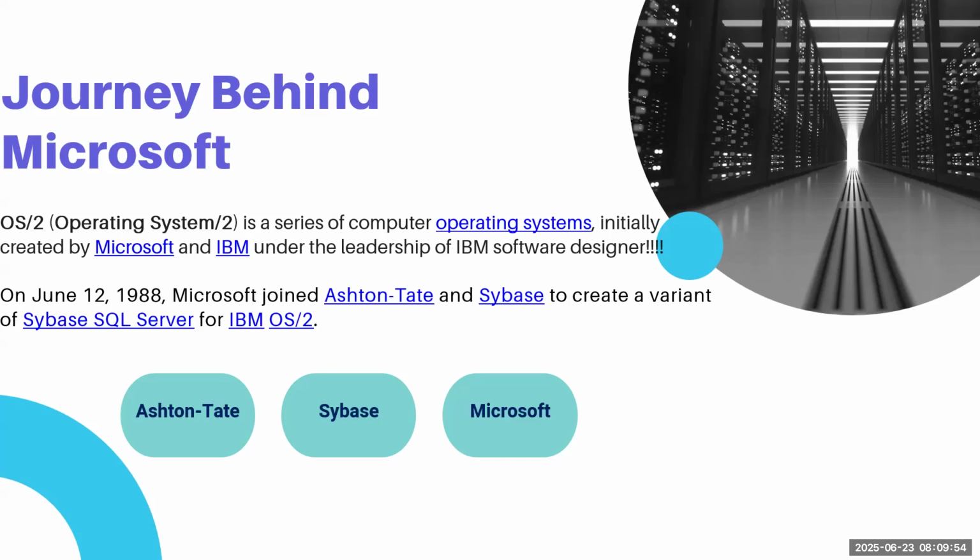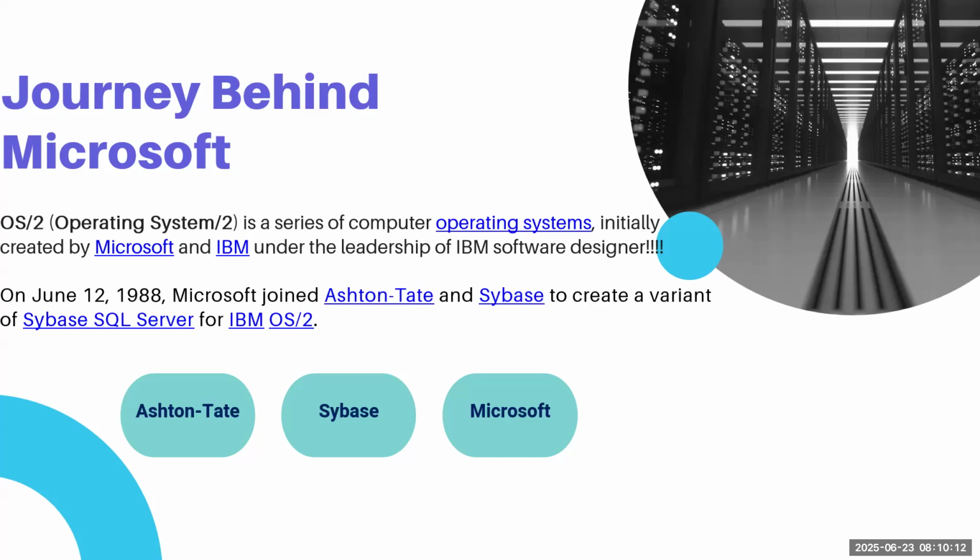But no more now, 32-bit operating system. Everything will fall under 64-bit operating system. Now IBM and Microsoft designed an operating system called OS/2, which was running on a 16-bit operating system.